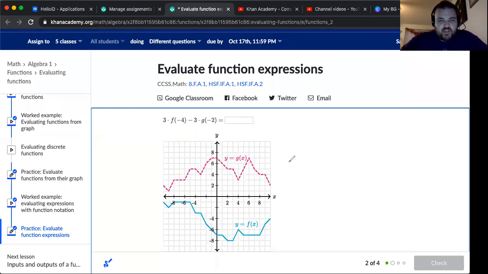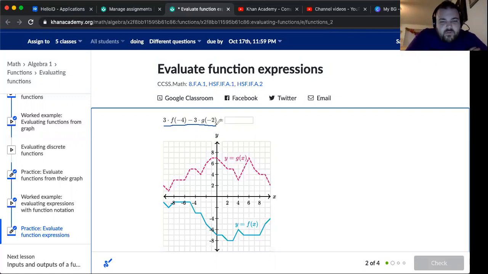All right, here's what you got going on. You got some sort of crazy looking expression here, right? And your job is to basically simplify that all down to a single number. And it's only going to happen by identifying inside the graph different functions and then identifying inputs and plugging them in.